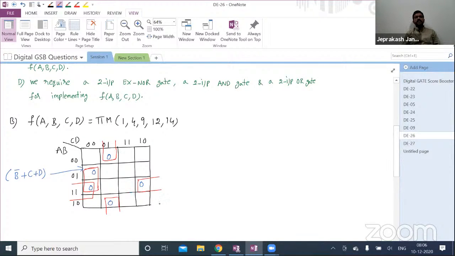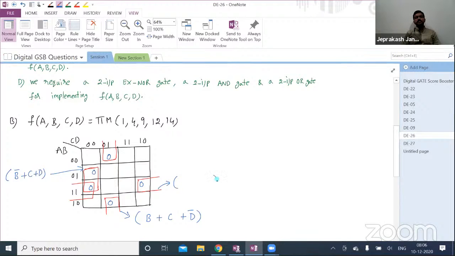Very good, Srinivas. Next, regarding grouping of these 2 zeros, what is the term you will get? Yes, very good, Priya. For these 2 rows, B value is 0, that means normal form B. And here column wise, C value is 0, normal form. D value 1, that means complement version. B plus C plus D bar. Right. Very good.